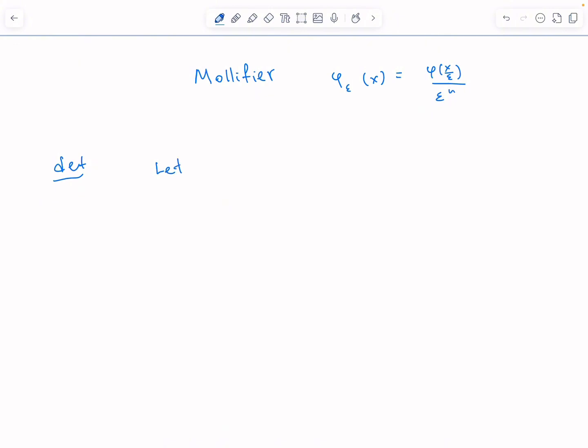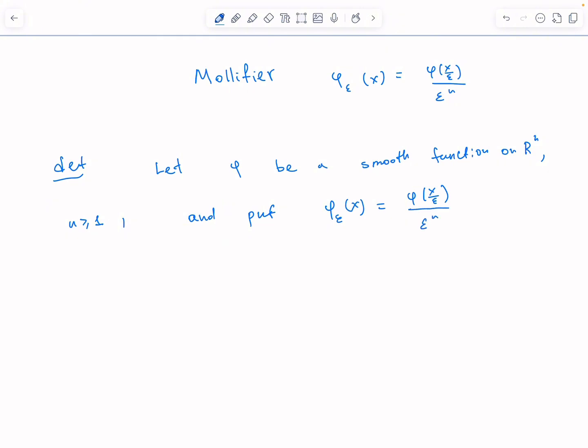Let phi be a smooth function on R^n for n greater than or equal to 1, and we put phi epsilon of x equals phi of x divided by epsilon, to the power n, because our x is in R^n, for epsilon greater than 0.